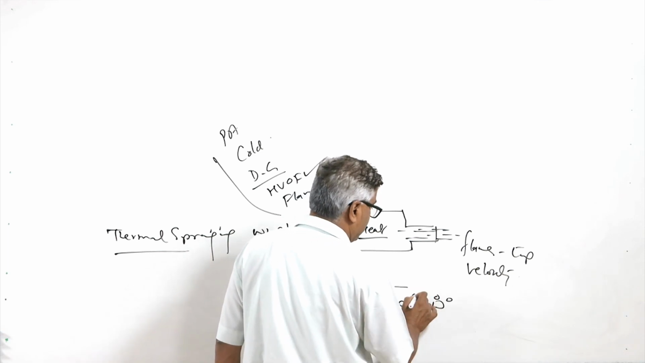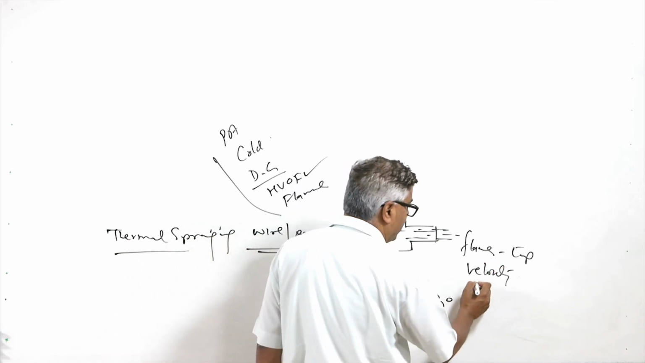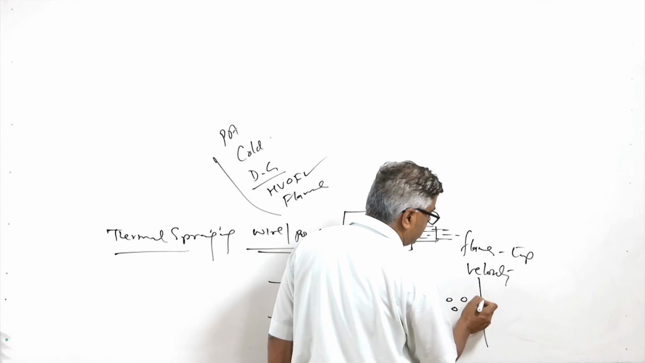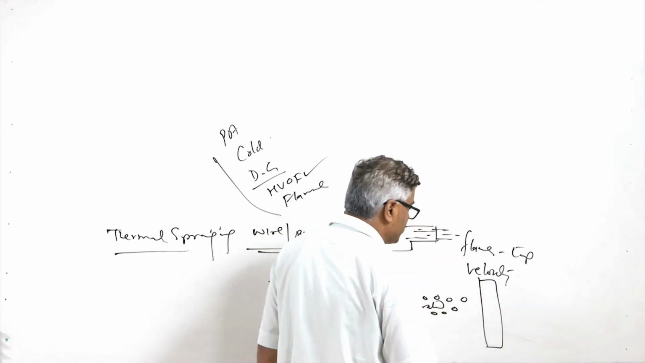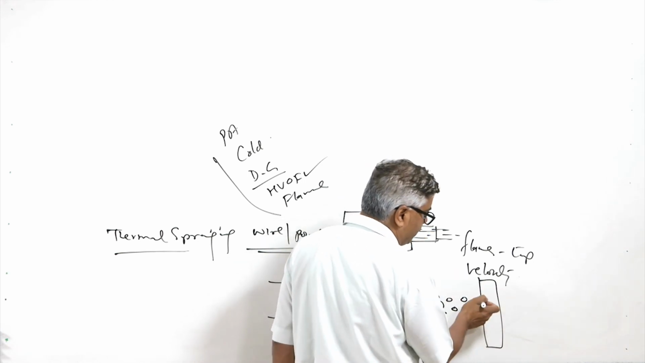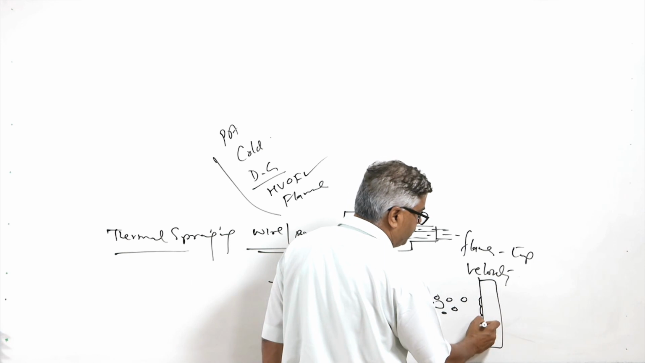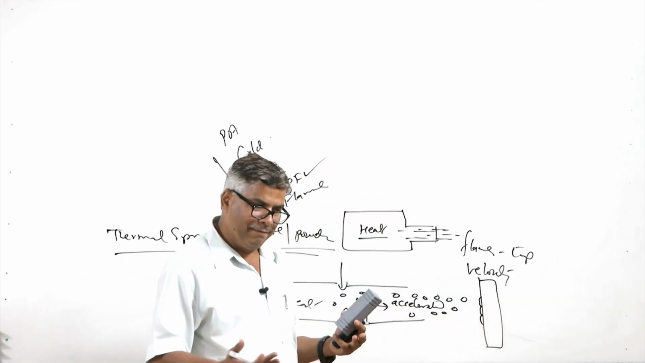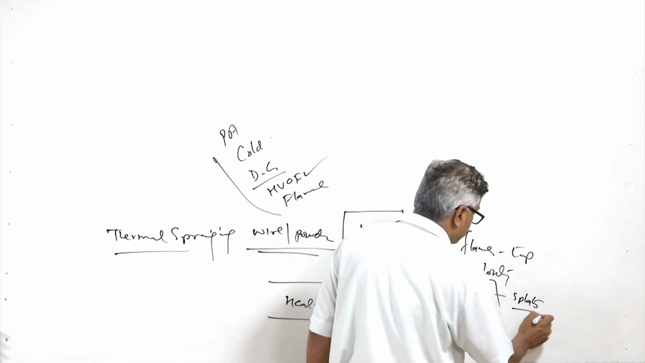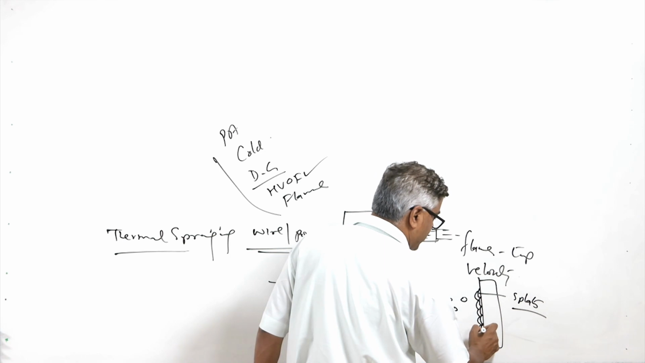And these particles, in the soft, partially molten or molten state, are accelerated. This acceleration is just before impinging on the substrate on which the coating is to be deposited. When the high velocity particles hit the surface of the substrate, they get flattened and get deposited like this. If it is in the molten state, after flattening it will immediately solidify. This flattening leads to the formation of splats. A number of splats are formed one over the other like this, and a layer of the coating is developed.